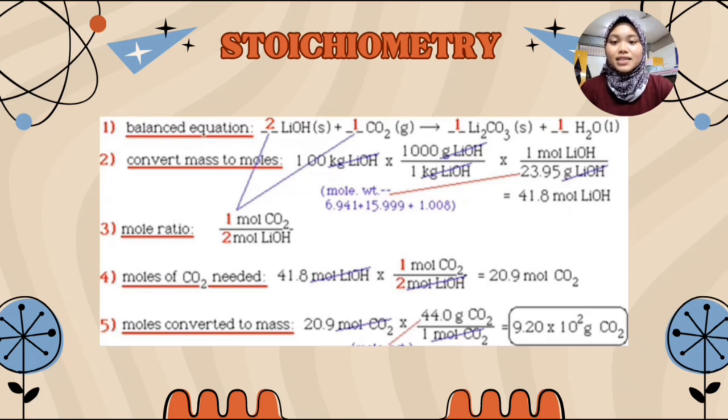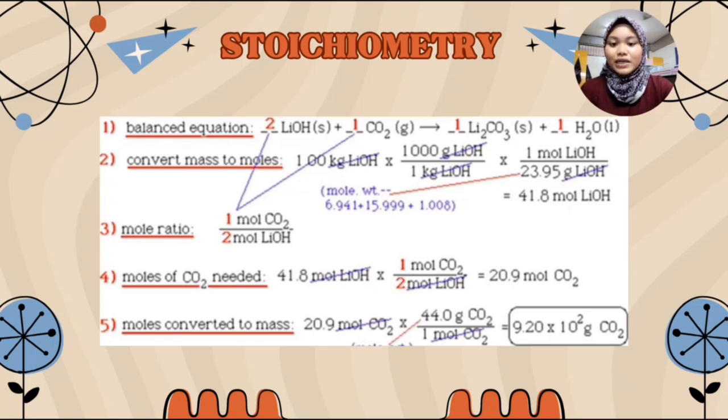The next one is the mole ratio. Using the balanced equation, we determine the mole ratio between lithium hydroxide and carbon dioxide. The equation indicates that 2 moles of lithium hydroxide react with 1 mole of carbon dioxide. Next, moles of carbon dioxide needed. Based on the moles of lithium hydroxide, we calculate the moles of carbon dioxide required, and we will get 20.9 moles of carbon dioxide.